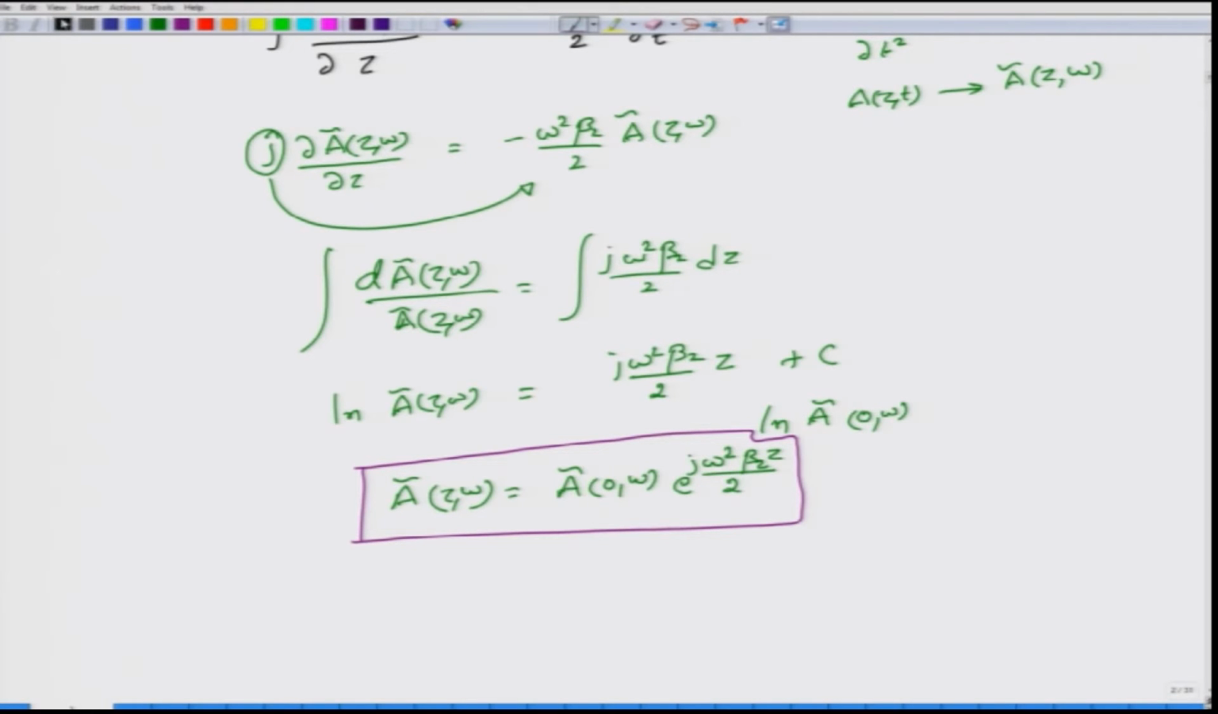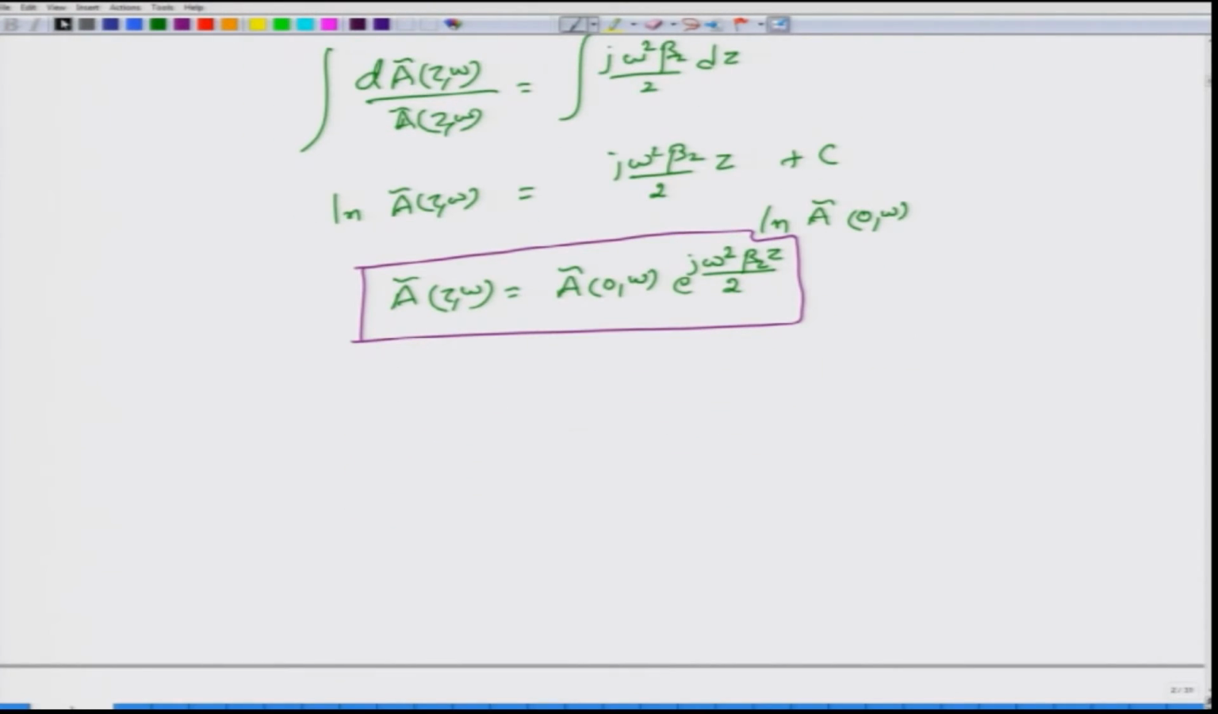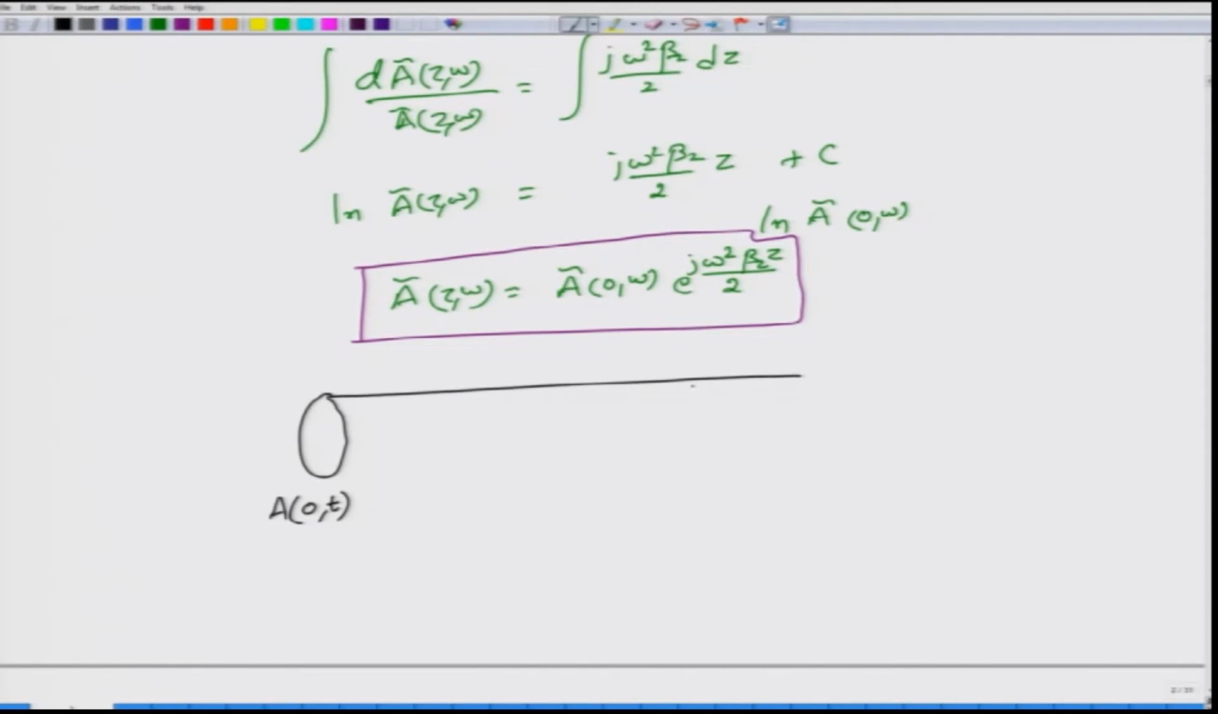Let me explain the equation. What has actually happened here is that we started off with the fiber. At the fiber input, the pulse envelope was given to us. The pulse envelope is A of 0 t, 0 being at the fiber input. Now, you propagate this pulse through the fiber of a certain length L, that is at z equal to L. How do you propagate this?